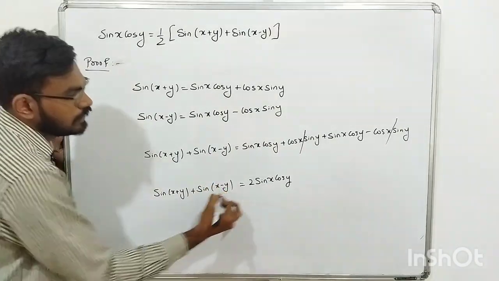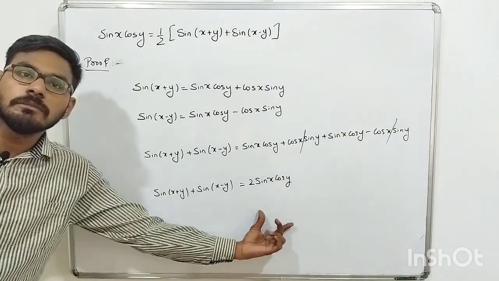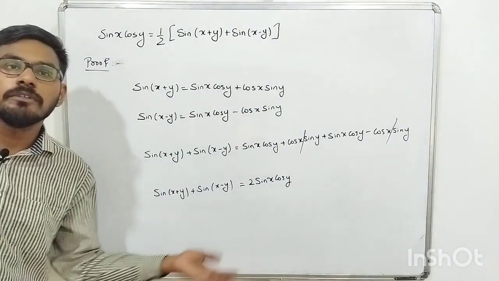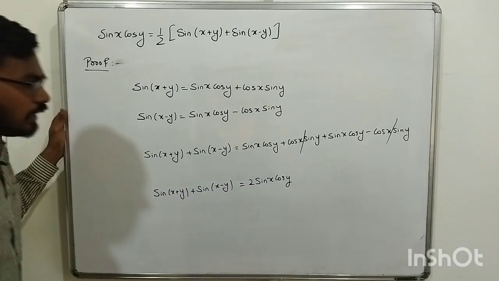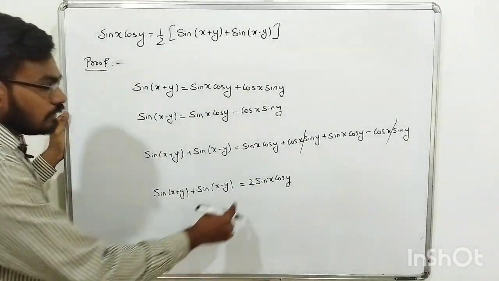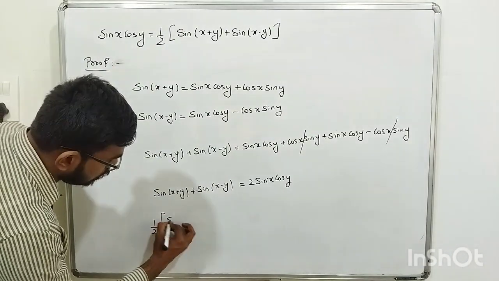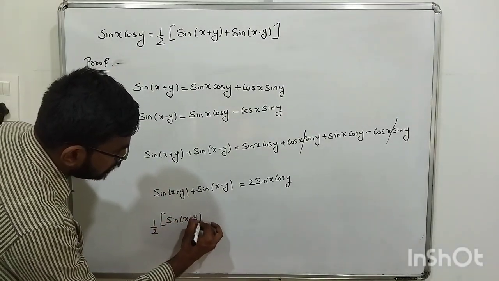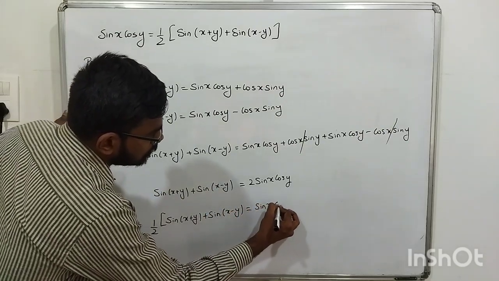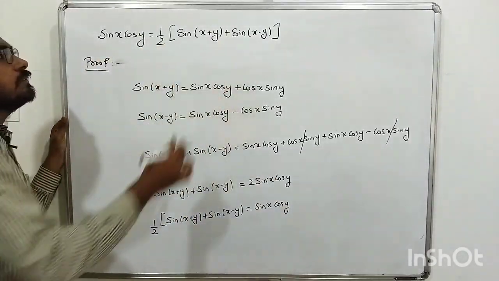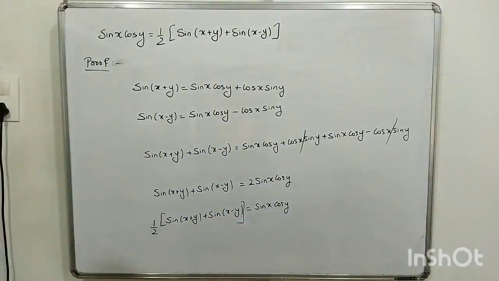As you all know, we did the same thing for the factorization formula, and after this we changed x to alpha plus beta upon 2, and here alpha minus beta upon 2, to get the factorization formula. But here we'll just simplify, we'll take this 2 here. So we get the first formula: sin x cos y is equal to half of sin(x plus y) plus sin(x minus y). Okay, so the first formula we have derived.